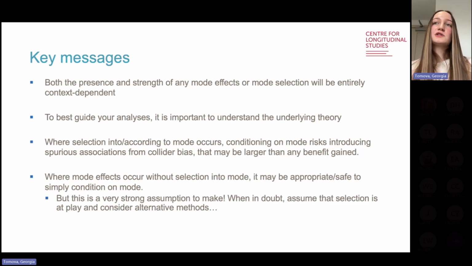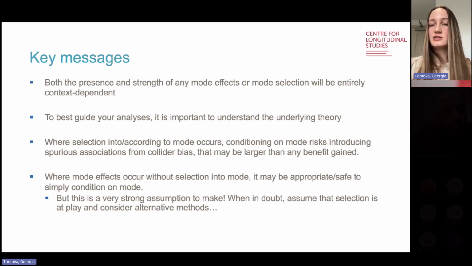Because if they are, and if this is quite strong especially, it could even sign reverse the estimates. So whenever you're in doubt and you're not sure, but you suspect there might be some sort of selection process, it's best to assume that selection will be at play, and then consider other alternative methods that don't rely on this assumption that no selection process is taking place in relation to mode. And Richard will be talking about some of these alternative methods to conditioning in this next section.